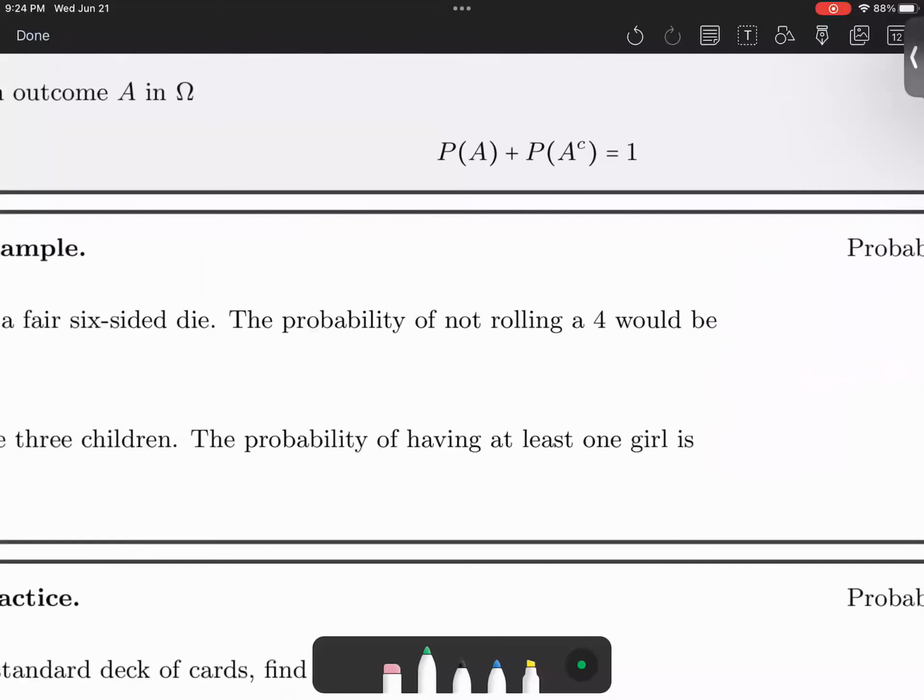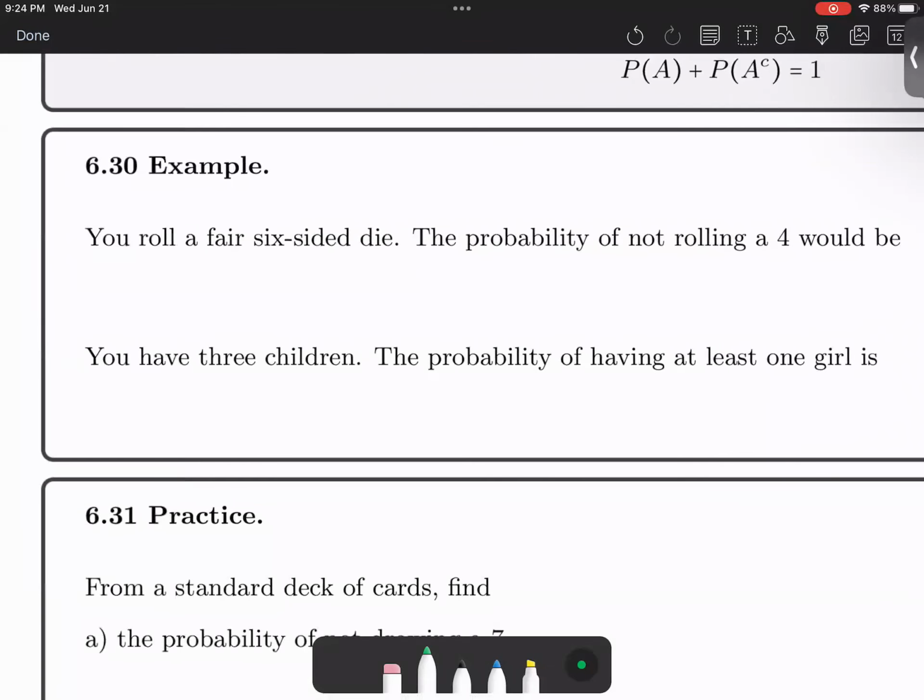So let's answer a few questions. We roll a fair six-sided die. The probability of not rolling a 4, so the probability of a 4 complement. So we can find that using the equation.